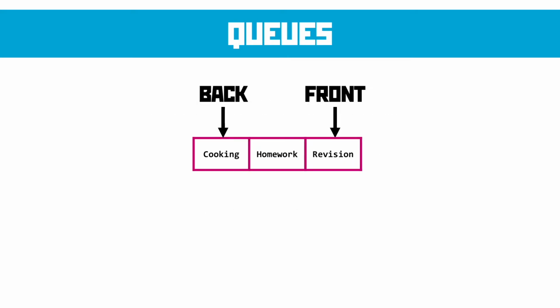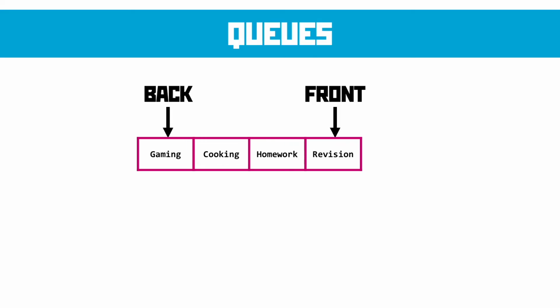Here's our example with the same sort of list as before, a list of things we need to do. If we add an item to the queue, it goes in the back and the back pointer adjusts to reflect that. And then when I want to take something from the queue, I take from the front. So my revision is prioritized in this case.